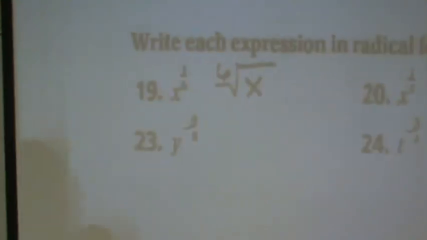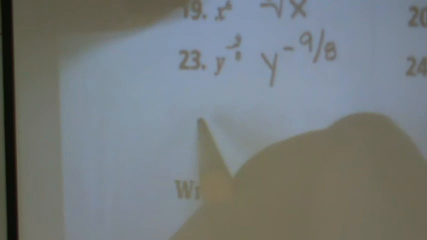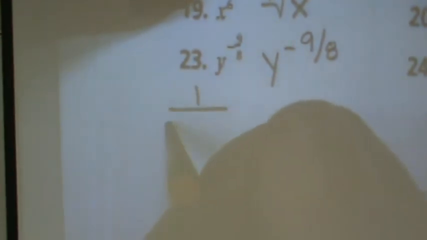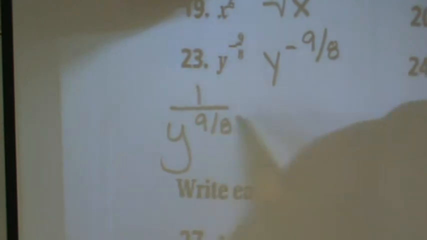Okay, let's see if you got this now. They're gonna get 1 over, it says negative 9/8. And like I said, I apologize for the bad quality, but 1 over y to the 9/8. Now, how do you make that a mixed number? 1 and 1/8.